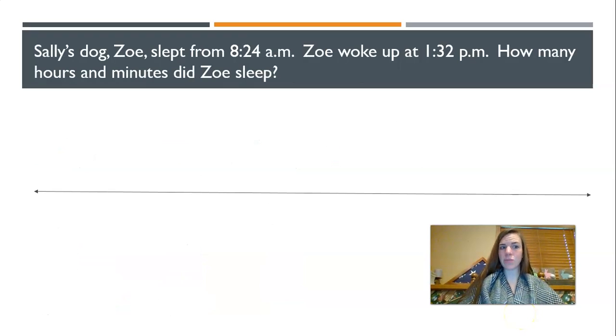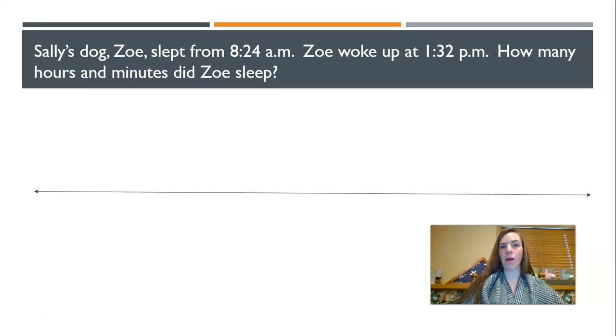All right, now this one about Sally's dog Zoe, we're actually going to do 3 different ways because just because it's the way that I do it doesn't mean it's the right way. There are a bunch of different ways that we can do our frog jumps to show elapsed time, but they all have to lead to the same answer. So I'm going to show you some different ways that maybe you were thinking I could have done my frog jumps. All right, Sally's dog Zoe slept from 8:24 a.m.